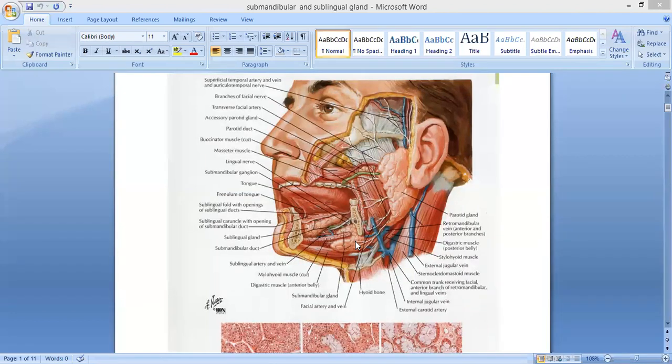The submandibular gland is a mixed gland. It means it is going to produce both the serous and the mucous type of secretions, right? And its size is about the size of a walnut. And you can see it is a roughly J-shaped gland. You see its shape, it is roughly J-shaped, right?